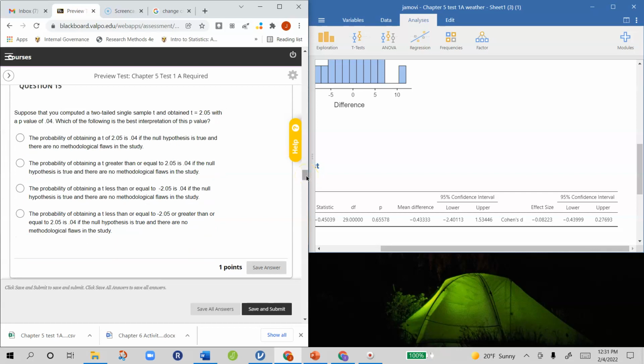All right, number 15. Suppose you computed a two-tailed single sample t and obtained a t of 2.05 with a p of 0.04. What is the best interpretation of the p-value? What our p-value is telling us is the probability that I would get a t as extreme or more extreme than an absolute value of 2.05 if in fact the null hypothesis is true.